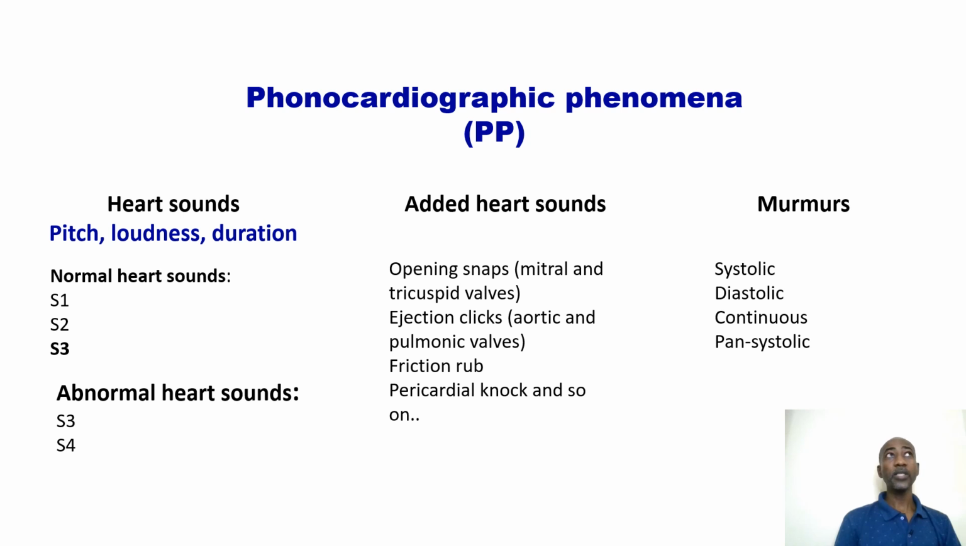The second one is the added heart sounds, and that includes the opening snaps, mitral and tricuspid valves, ejection clicks, aortic and pulmonic valves, friction rub, and pericardial knock, and so on and so forth. And the last phenomena is the murmurs, and they're classified as systolic versus diastolic. So this is just a broad idea of what to expect when we listen to a patient's heart and how to report that in a more organized way.